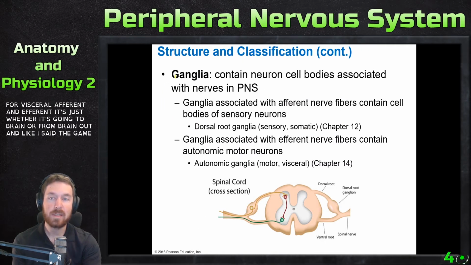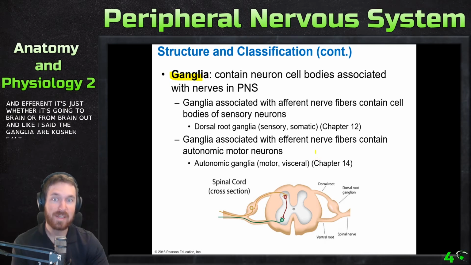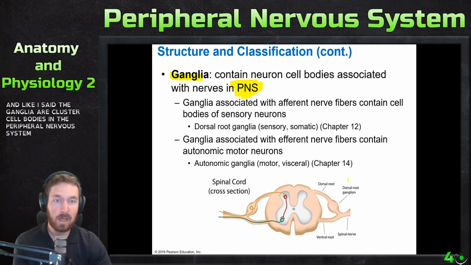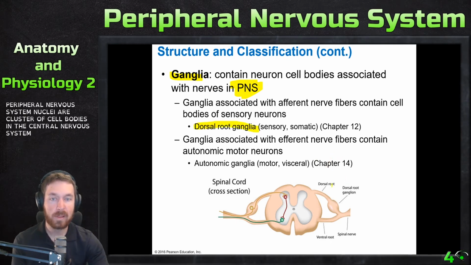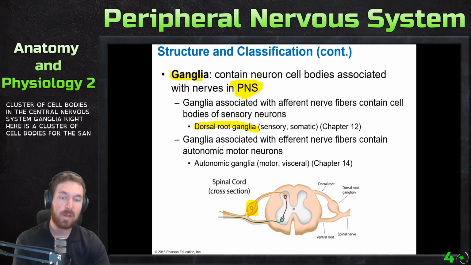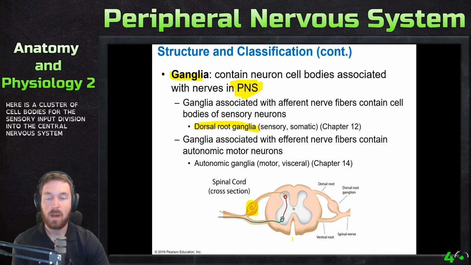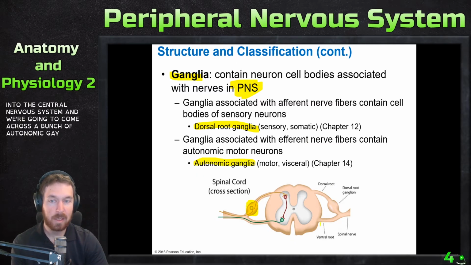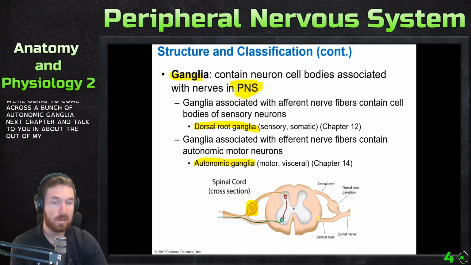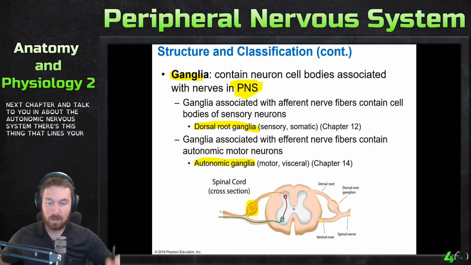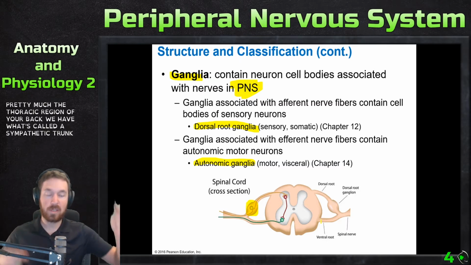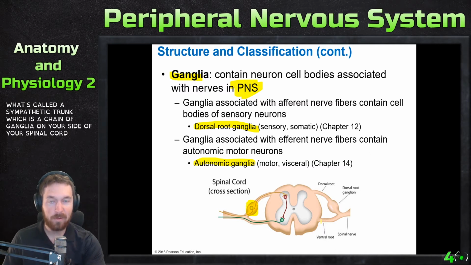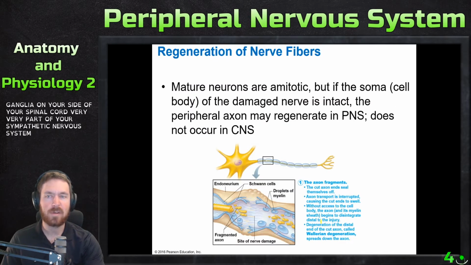And like I said, the ganglia are a cluster of cell bodies in the peripheral nervous system. Nuclei are a cluster of cell bodies in the central nervous system. We've come across this word already. The dorsal root ganglia, right here, is a cluster of cell bodies for the sensory input division into the central nervous system. And we're going to come across a bunch of autonomic ganglia next chapter when talking about the autonomic nervous system. There's this thing that lines pretty much the thoracic region of your back where you have what's called a sympathetic trunk, which is a chain of ganglia on each side of your spinal cord. Very, very important part of your sympathetic nervous system, but that's all next chapter.